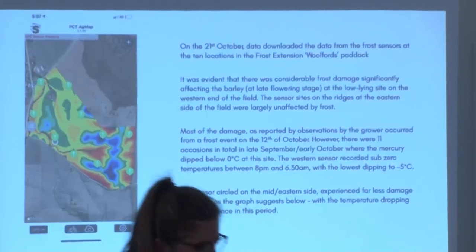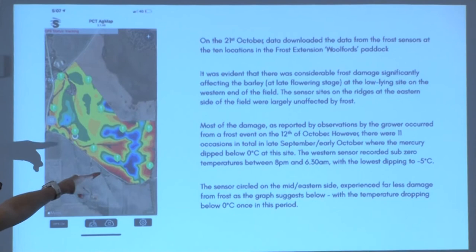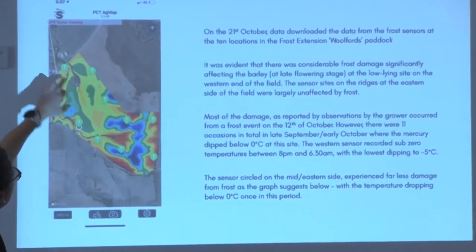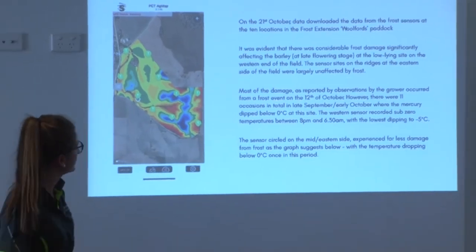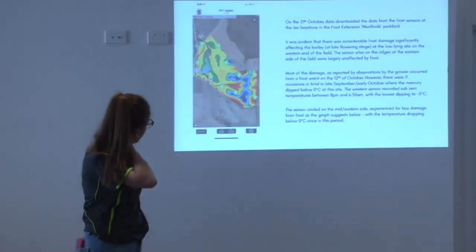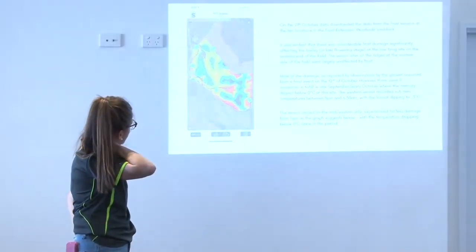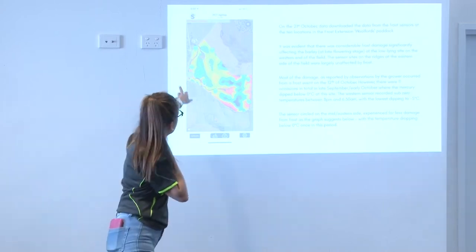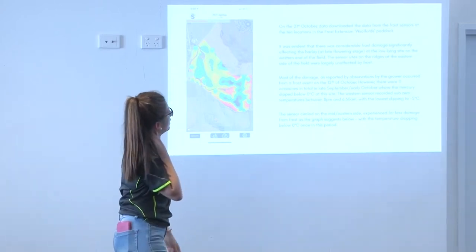And this is where I placed them, in different landscape change areas, just to see exactly what these areas of the crop were encountering. On the 21st of October, I downloaded the data for the third time, and it was evident there was a considerable frost event affecting the barley down this end at the low-lying site.